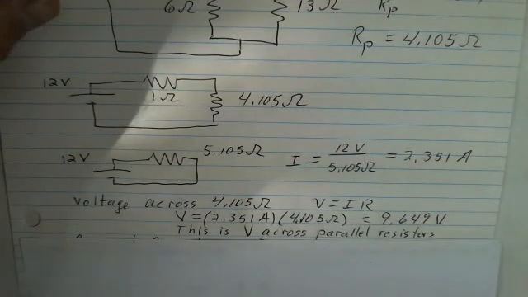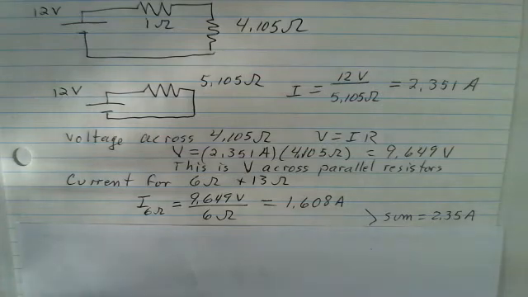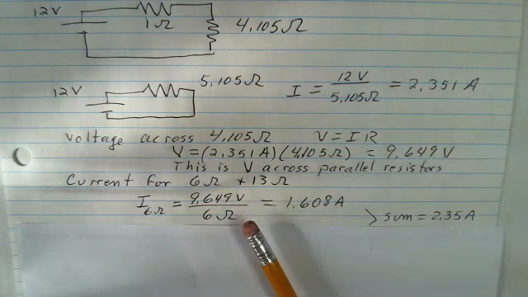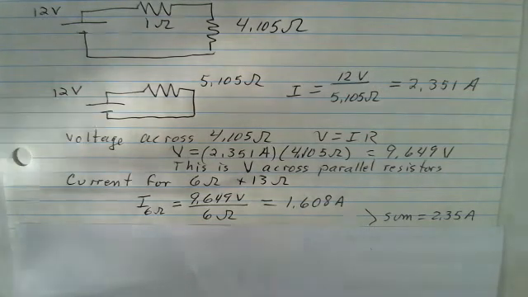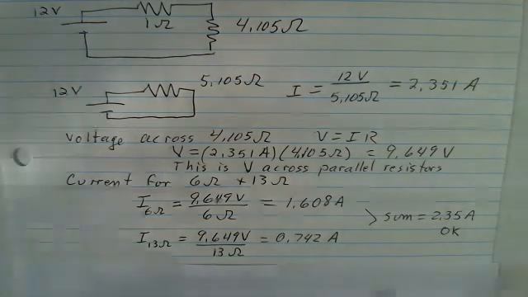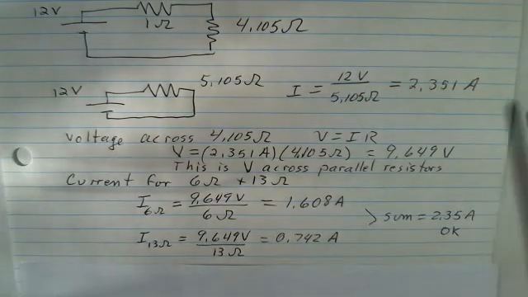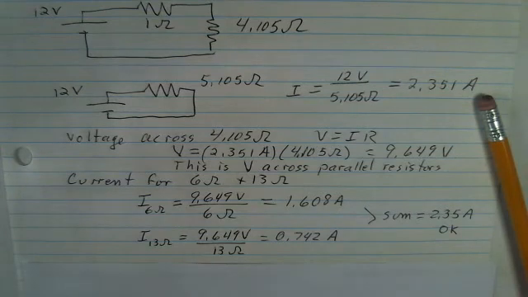With that, again, we can use V equals IR and find the current in each branch of the parallel resistance. 9.649 volts is the voltage across both the 6 ohm and the 13 ohm resistor. They're in parallel, so their voltage is the same. So we calculate the currents, just doing V divided by R, and we add them up, and we get a little opportunity to check our work. The sum of the currents in the two branches, 2.35 amps, is the total current coming out of the battery, the total current going through the 4.105 ohm parallel net resistance.